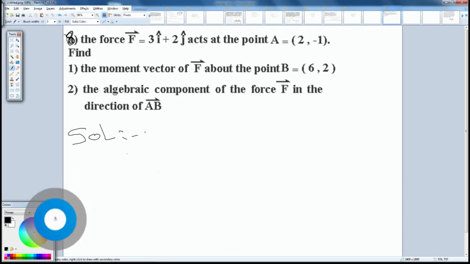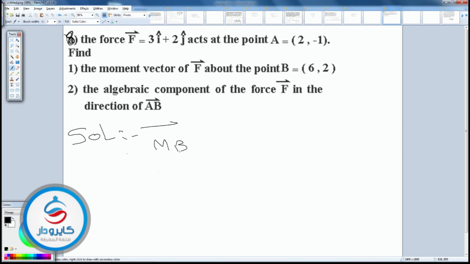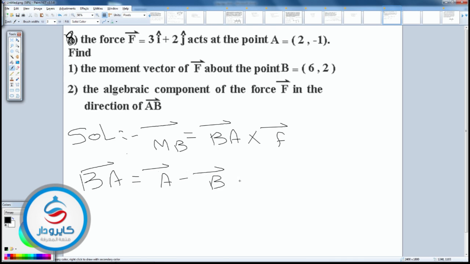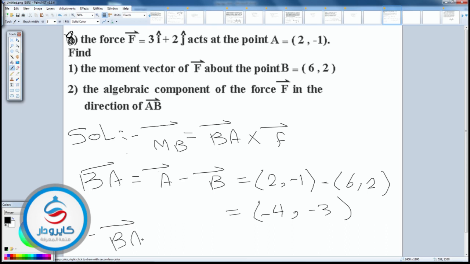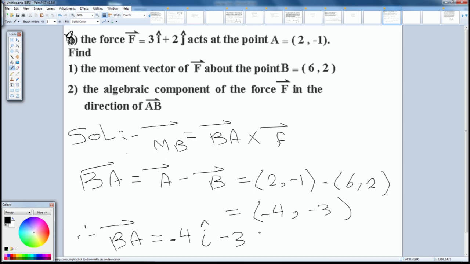Moment vector about B equals vector BA cross product vector F. Vector BA equals vector A minus vector B equals the ordered pair 2 and negative 1 minus the ordered pair 6 and 2 equals the ordered pair negative 4 and negative 3. Therefore, vector BA equals negative 4 in the direction of unit vector I minus 3 in the direction of unit vector J.